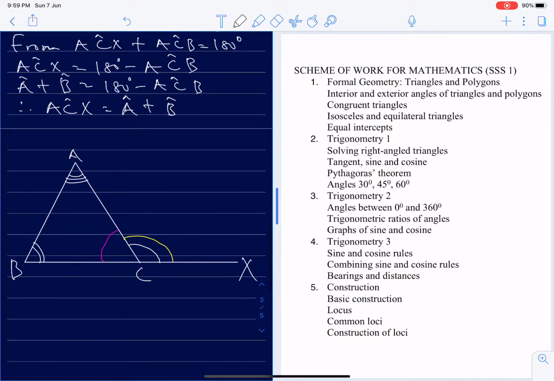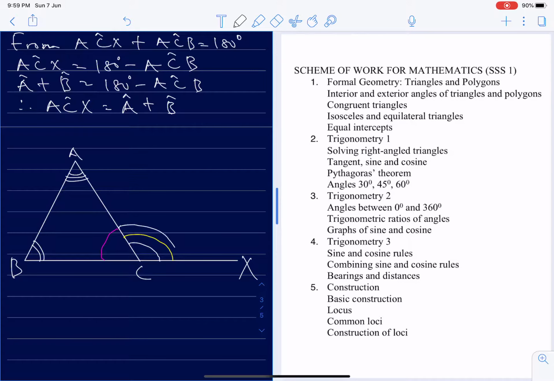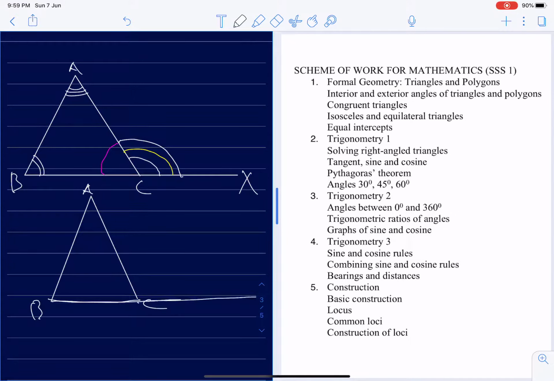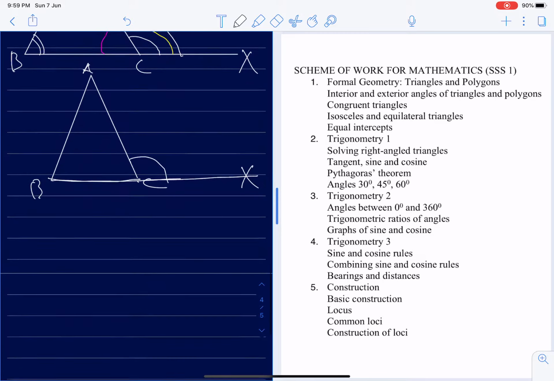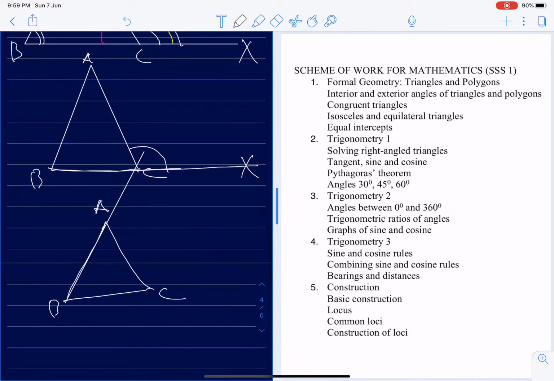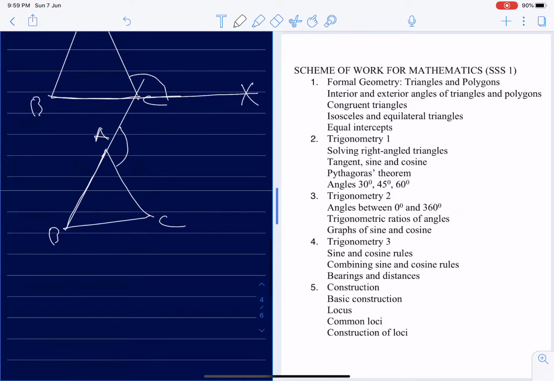And that's the proof. Of course, you can see that ACX is the exterior angle of a triangle. Whenever you produce any of the sides of a triangle to form another angle, for example, triangle ABC, if you extend the length BC to a point X, the angle so formed is called an exterior angle. If you make length BA longer, or length AC longer, the angle formed is also called an exterior angle.